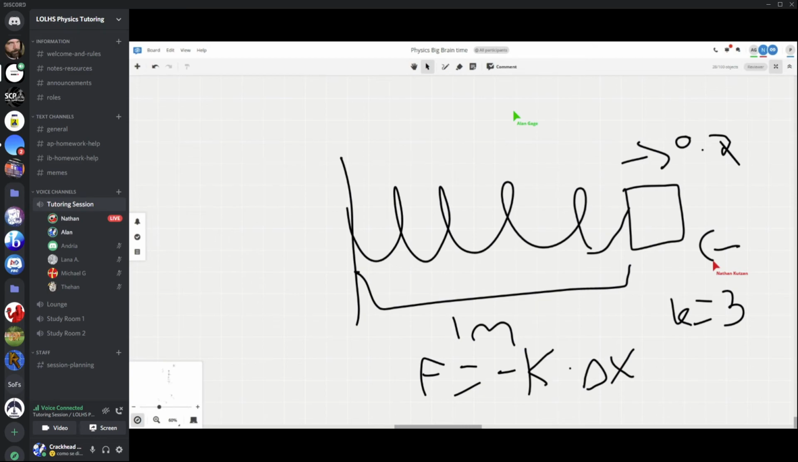Is this new information? Yes. That is a good question. I'm not hearing a yes. Is this not new information? I mean, okay, so we learned that the spring constant times displacement is the force of the spring. Okay. Good enough. Yeah.